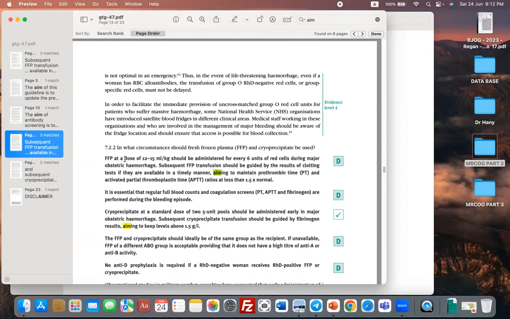You see here, fresh frozen plasma, 12 to 15 mL/kg, should be administered for every 6 units of blood during the major hemorrhage. Fresh frozen plasma should be guided by the result of the clotting, aiming to maintain the PT ratio less than 1.5. Less than 1.5, I will give 12 to 15. More than 1.5, I will give more than 15. All this is to restore the coagulopathy. Okay.